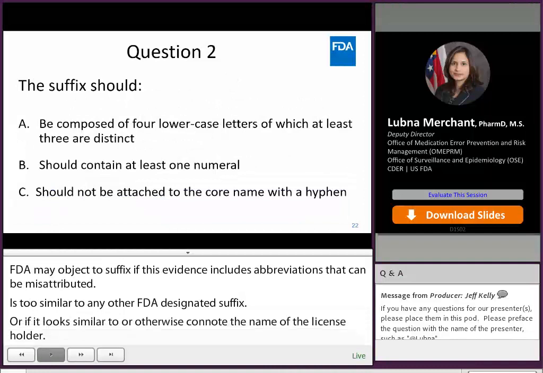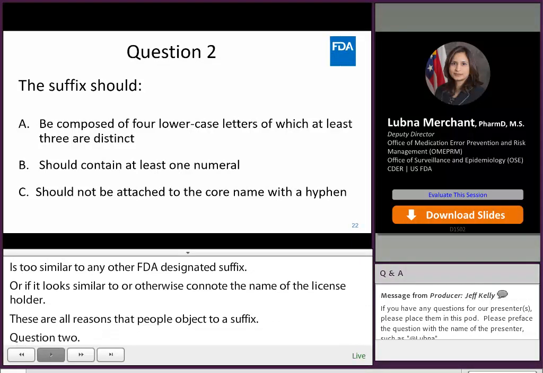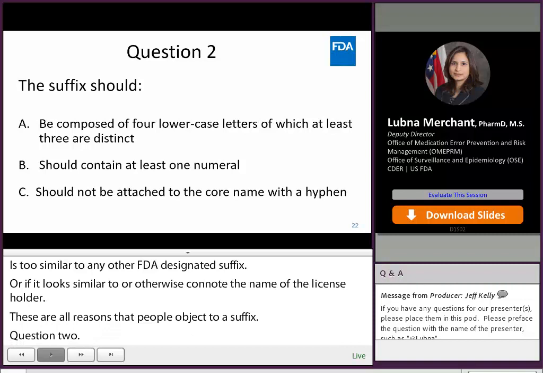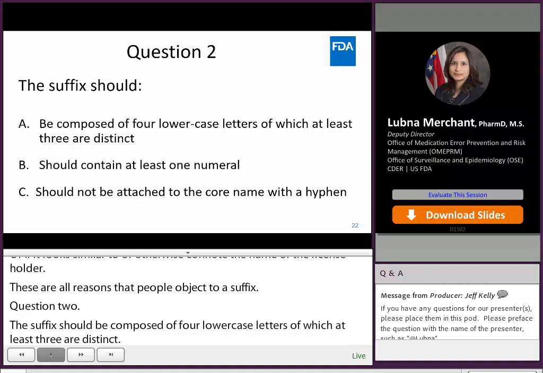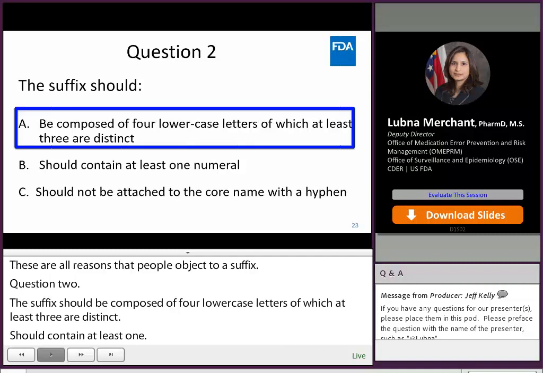Question 2. The suffix should be composed of 4 lowercase letters, of which at least 3 are distinct, should contain at least 1 numeral, should not be attached to the core name with a hyphen. And the correct answer is be composed of 4 lowercase letters, of which at least 3 are distinct.